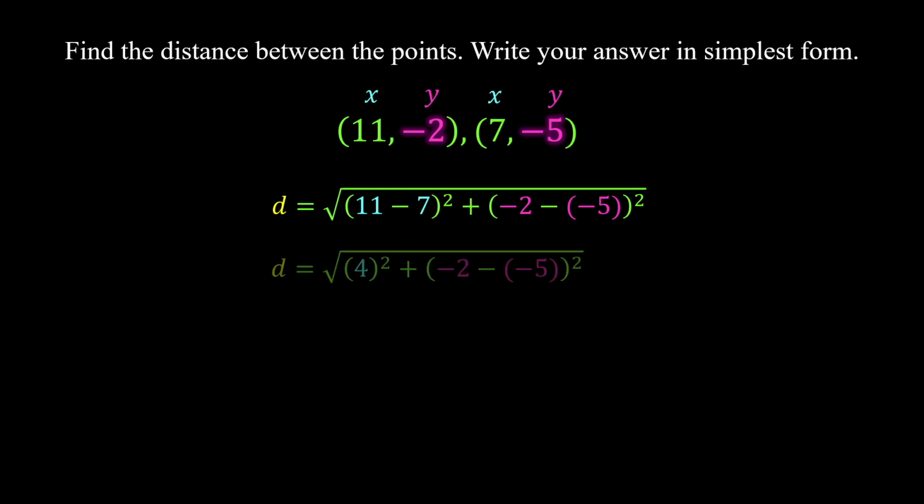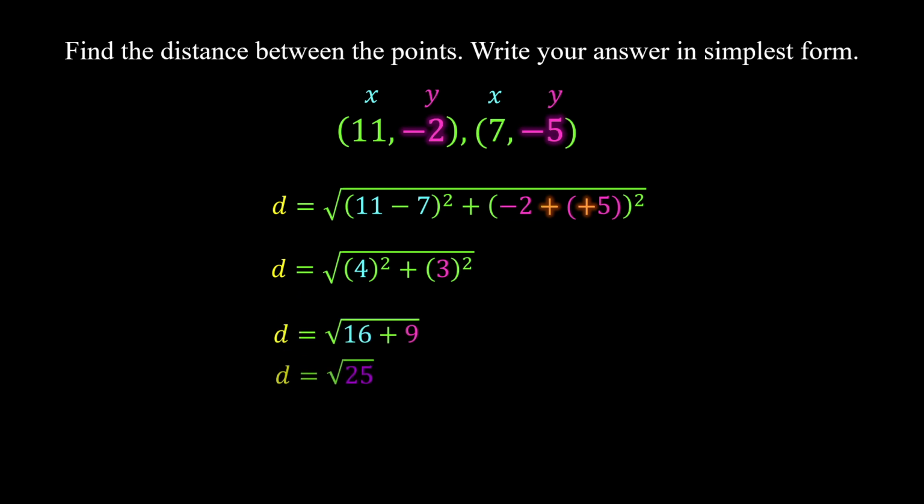11 minus 7 is 4. -2 minus -5 is the same as -2 plus 5, which equals 3. Squaring them, we get the square root of 16 plus 9, which is the square root of 25. The square root of 25 is 5. Therefore, the distance between the points is 5 units.